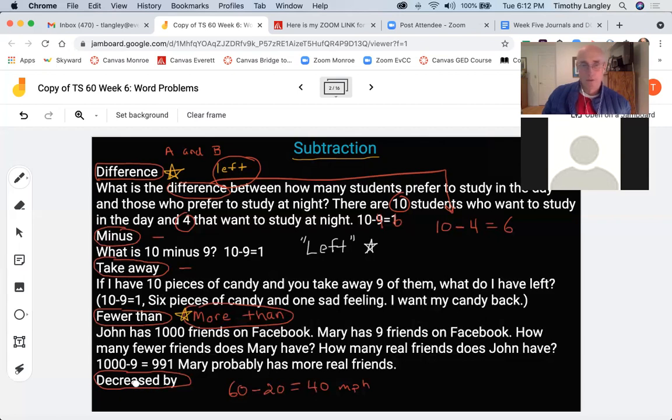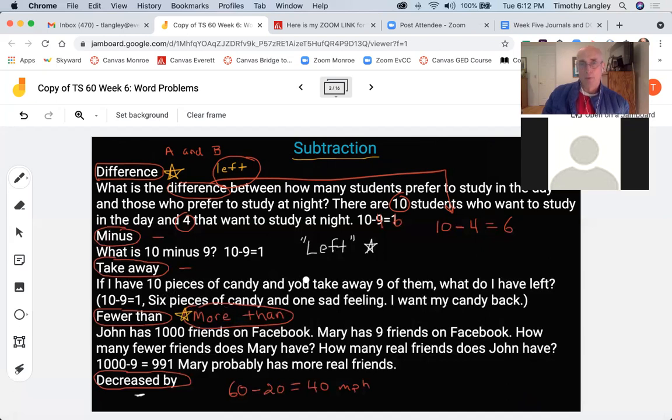Decreased, if they ask how much did they decrease, that means minus. That's a subtraction clue right there, okay. So if I was telling you, okay, well Tim, that's a lot of words. How am I going to remember them all? Can you give me the top three? Yeah, left. Put a star by that one here. Difference. Put a star by that one right there. And then more than or less than, those are like the top three. How much more than or less than is something.